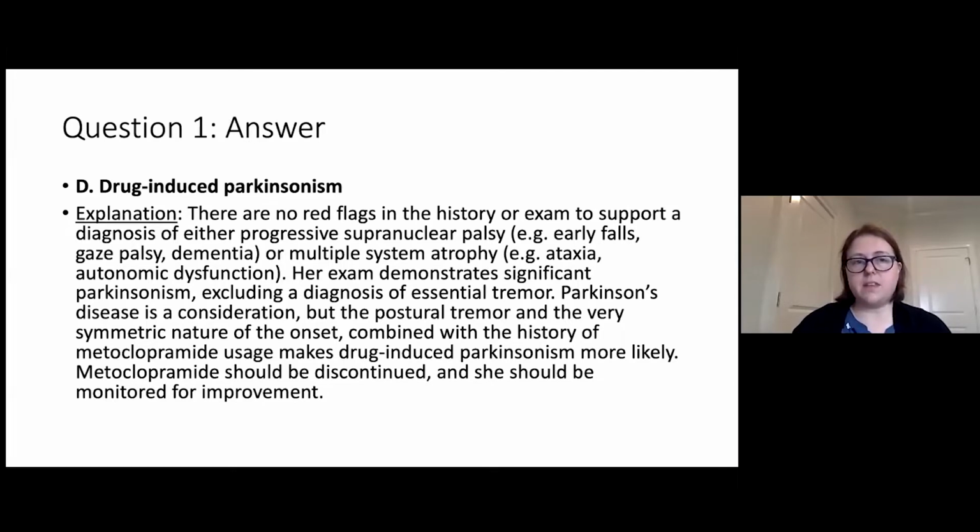Parkinson's disease would definitely be a consideration, but the things that point you away from Parkinson's and toward drug-induced Parkinsonism are the fact that she has a postural tremor. It's very symmetric at onset, as opposed to idiopathic Parkinson's, which is usually asymmetric at onset. And then she has this history of metoclopramide usage, a classic boards question favorite that can cause drug-induced Parkinsonism. So the treatment for her should be to stop the metoclopramide, and then she should be monitored for at least 6 months for improvement. If for some reason she wasn't improving, you would consider whether this could be a slightly atypical presentation of Parkinson's disease, and you might consider getting a DAT scan.